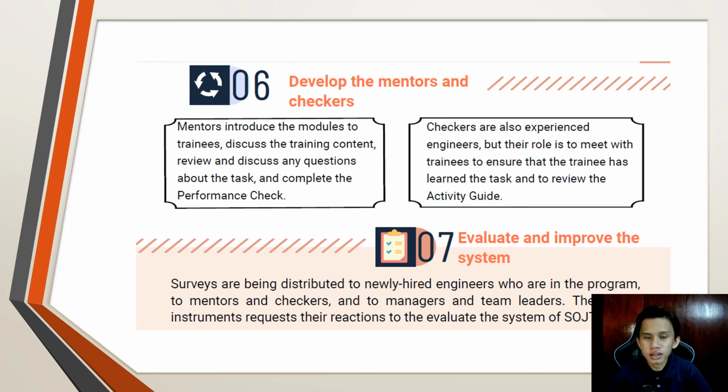Step number 6 is to develop the mentors and checkers. The SOJT program is being delivered by experienced engineers within the context of the workday, called mentors. Mentors introduce the module to trainees, discuss the training content, review and discuss any questions about the task, and complete the performance check. Then, checkers are also experienced engineers, but their role is to meet with the trainees to ensure that the trainee has learned the task and to review the activity guide.